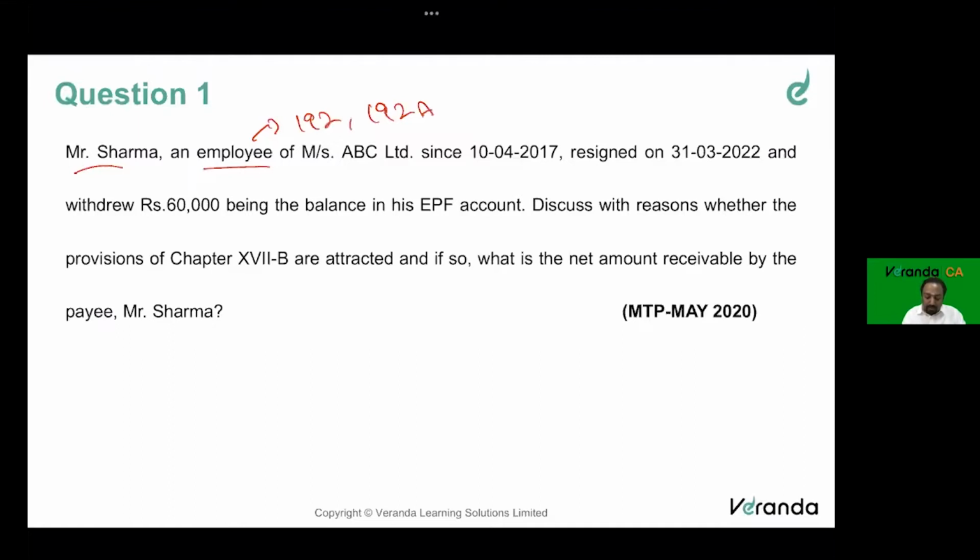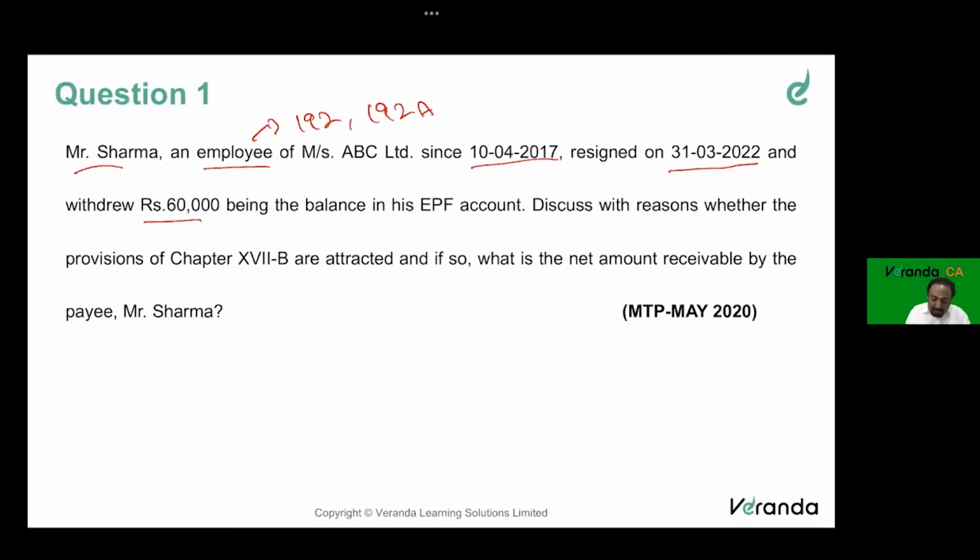So it's a question about an employee of ABC Limited, and they have given a date. The date is relevant to understand for what period he was working in that company. He resigned on 31/3/22. So it is going to be about a TDS computation relating to salary or PF.